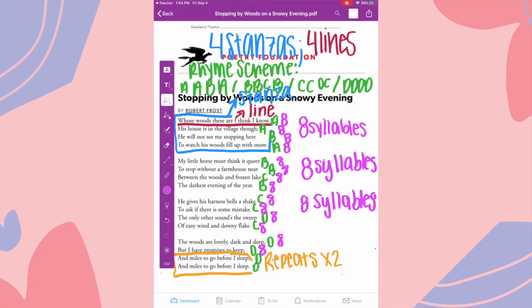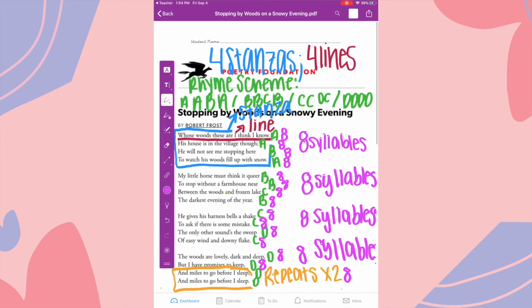Moment of truth. Is he going to be consistent or is he going to have a crazy show-stopping last 2 lines that are a different syllable count? And miles to go before I sleep. Part of me is disappointed. 8 syllables. They're all 8 syllables. Every single line in your poem that you create next week is going to have 8-syllable lines.